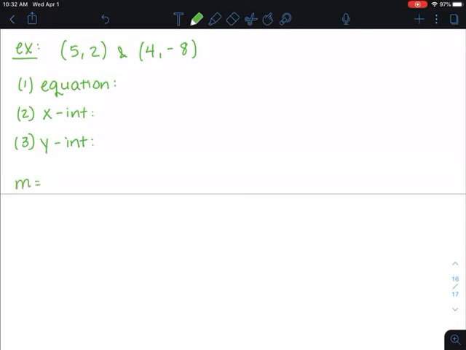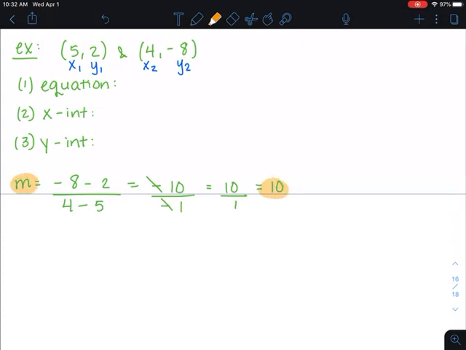Let's start with slope. So I'm just going to put m is equal to, this part you should have down, especially from distance. Alright, so we have y2 minus y1 over x2 minus x1. Negative 8 minus 2 is negative 10, and 4 minus 5 is negative 1. These negatives will cancel, which gives me 10 over 1, and 10 divided by 1 is just 10. So our slope is 10. So m is equal to 10.